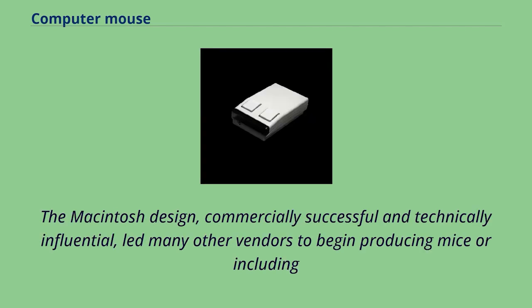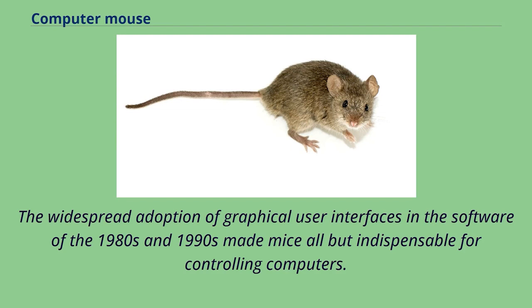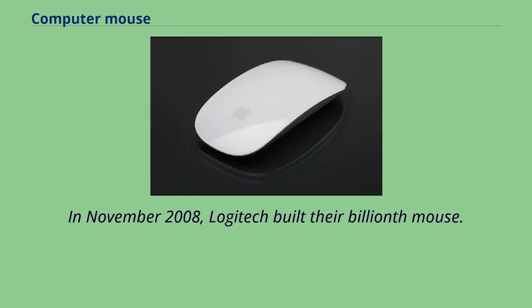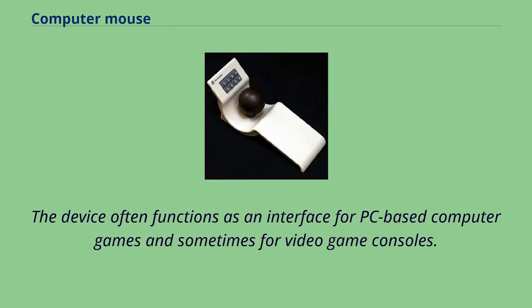The Macintosh design, commercially successful and technically influential, led many other vendors to begin producing mice or including them with their other computer products. The widespread adoption of graphical user interfaces in the software of the 1980s and 1990s made mice all but indispensable for controlling computers. In November 2008, Logitech built their billionth mouse. Logitech G5 laser mouse designed for games, with adjustable weights. The classic Mac OS desk accessory puzzle in 1984 was the first game designed specifically for a mouse. The device often functions as an interface for PC-based computer games and sometimes for video game consoles.